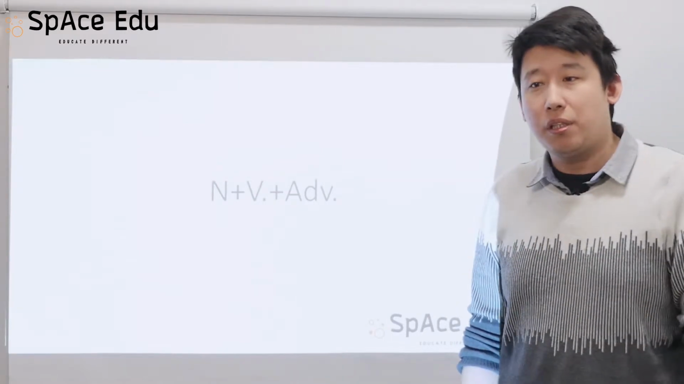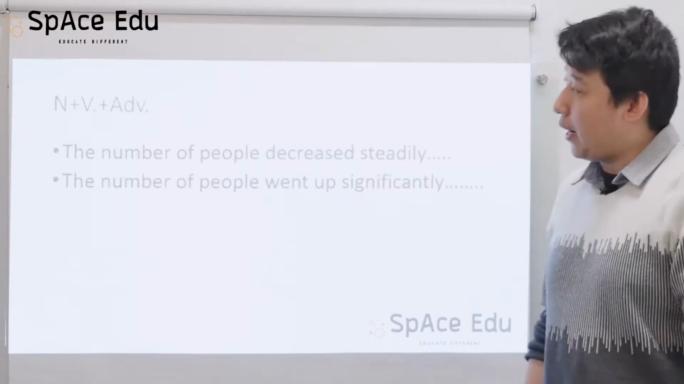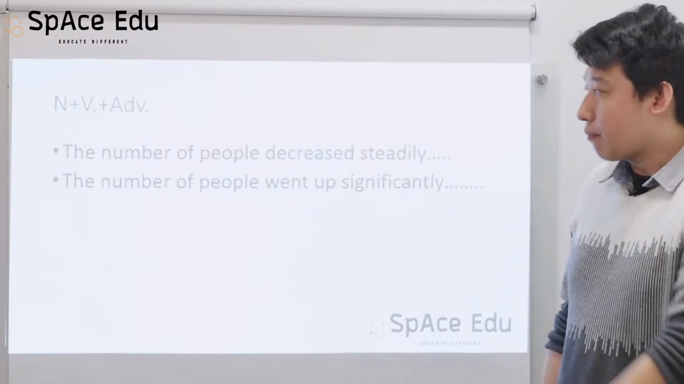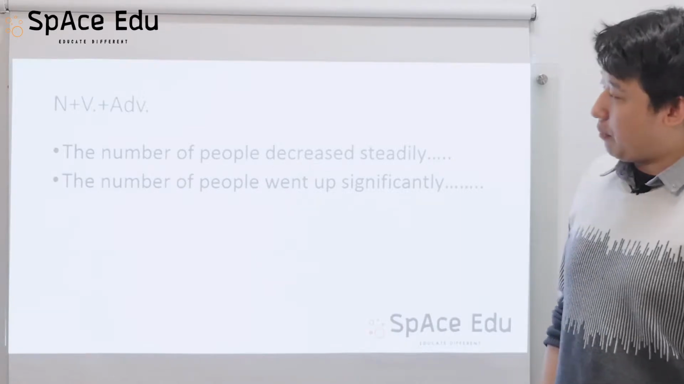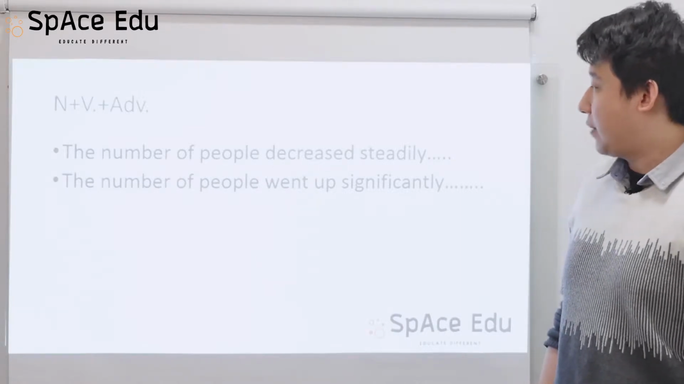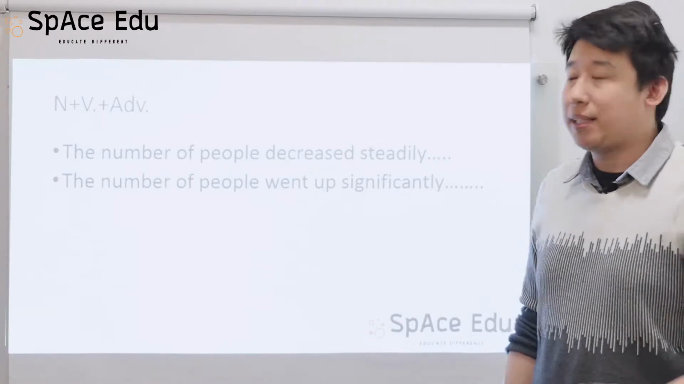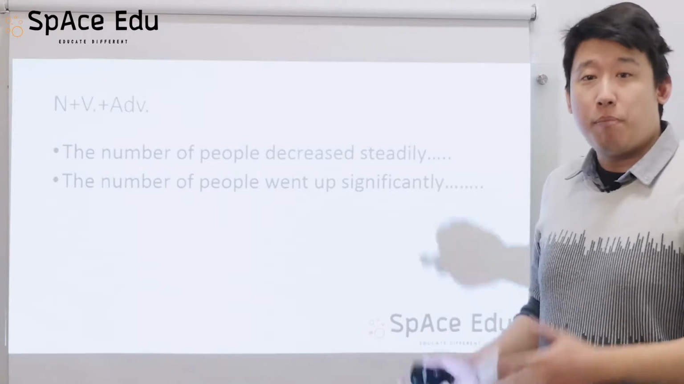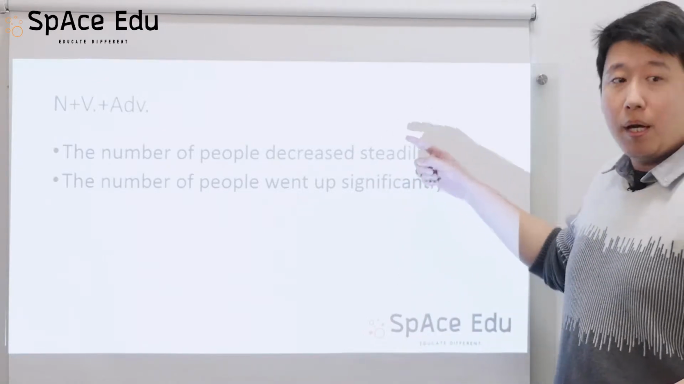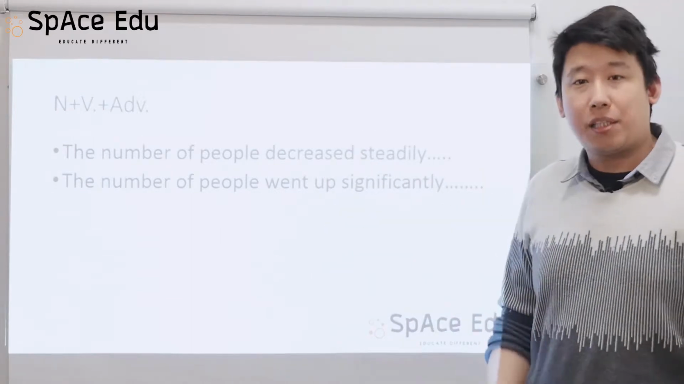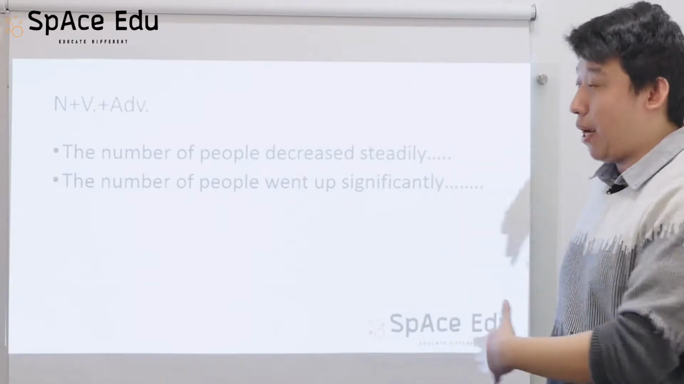The first sentence structure is noun plus verb plus adverb. Let's have a look at the examples. Example 1: the number of people decreased steadily. Example 2: the number of people went up significantly. As you can see, I believe most of you can handle this sentence structure, but next time when you're using it, make sure to put the adverb next to the verb, and that's going to be a much more effective way of describing the trend and changes.